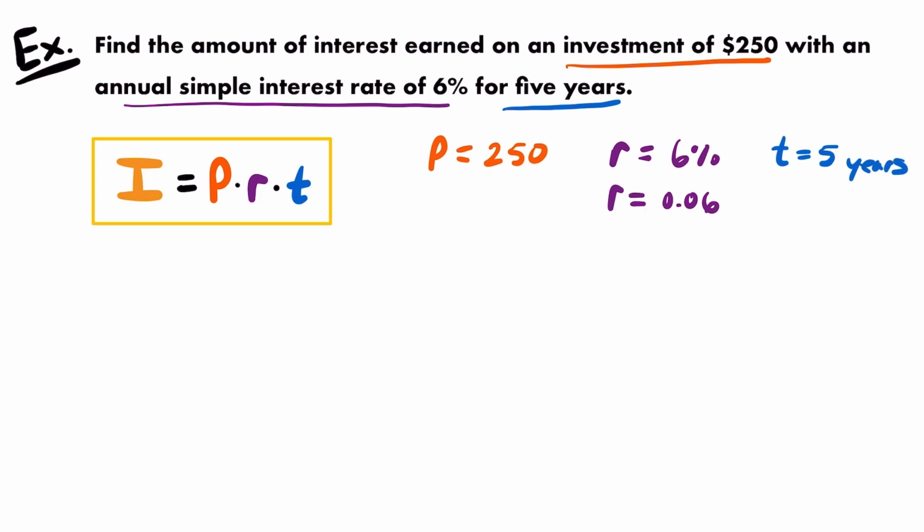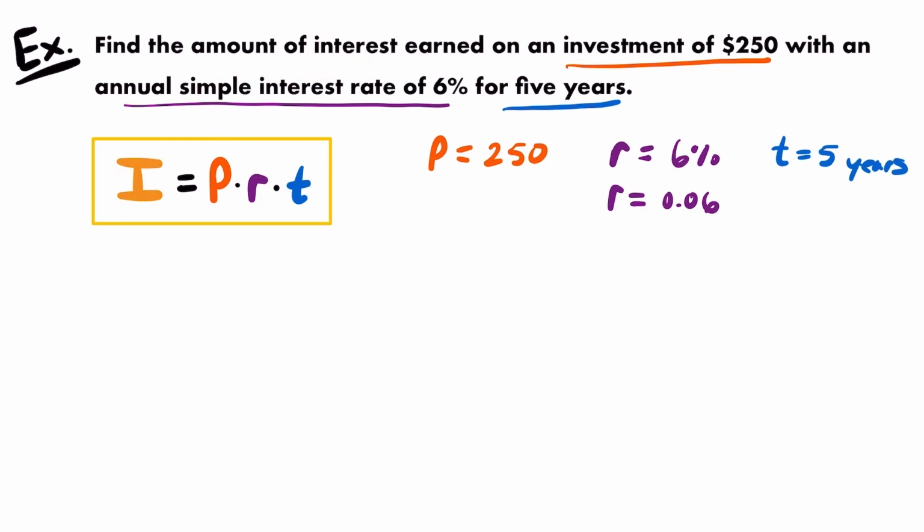Okay, sometimes you might be given an amount of months or some other type of period, and so in those cases you would want to convert it to be an amount of years. And you'll see that in an example later on in this video. Okay, but for now, these are the values that we have to work with. We want to use them in this equation to solve for the amount of interest earned, which would be I.